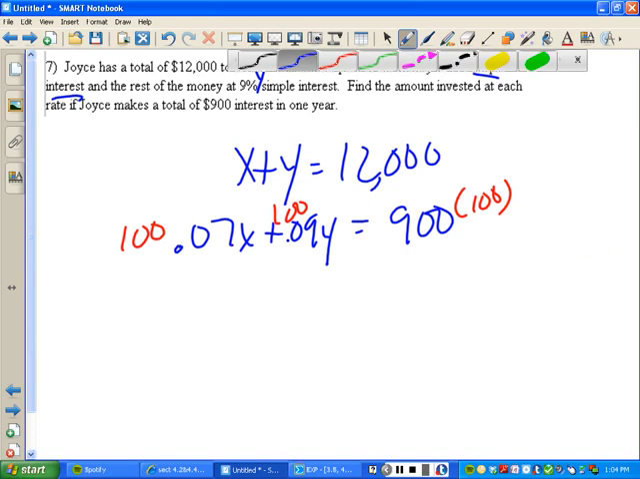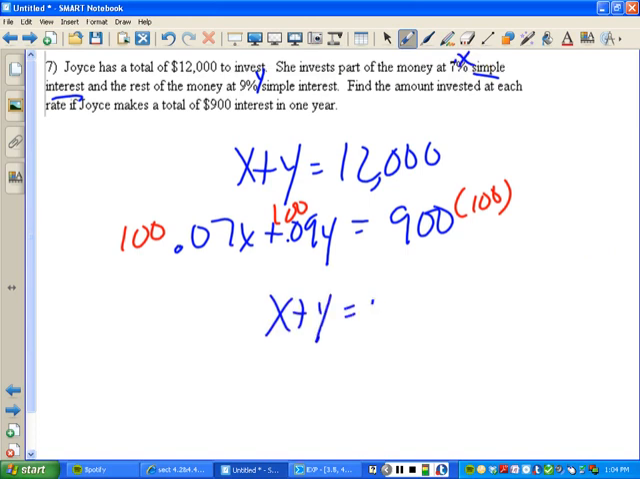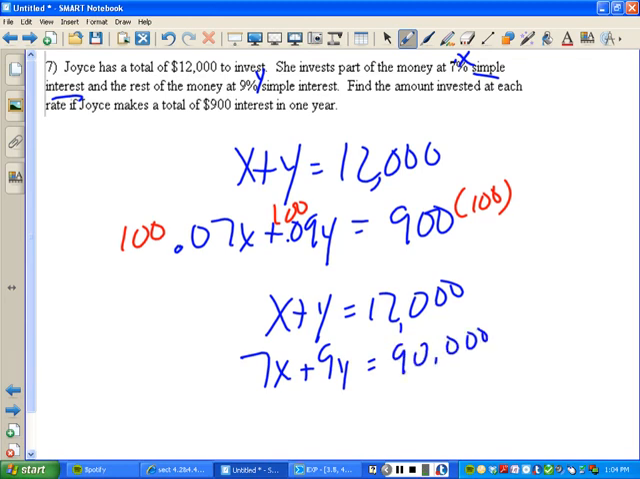X plus Y equals 12,000. 7x plus 9y equals, that's going to be 90,000. Okay. And this is the one area where I see a lot of people start getting scared. These numbers are starting to kind of balloon up. And you're like, big numbers usually don't mean things good for me. I don't know what happened.